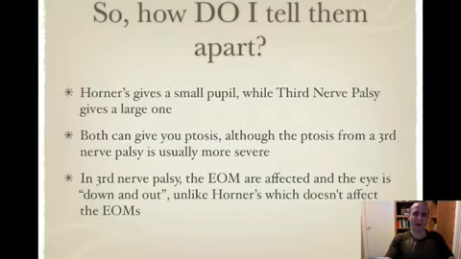So then how do I tell these guys apart? In Horner syndrome, you get a small pupil, while in third nerve palsy, you get a large one. Remember, the third nerve allows your pupil to constrict, so when it's out, the pupil dilates. Both give you a ptosis, but the ptosis of a third nerve palsy affecting the levator muscle is more severe than the ptosis you get with a Horner syndrome, with the Mueller muscle out. And then finally, in third nerve palsy, the extraocular muscles are affected and your eye is down and out, unlike in Horner syndrome where you have no effect on the extraocular muscles.